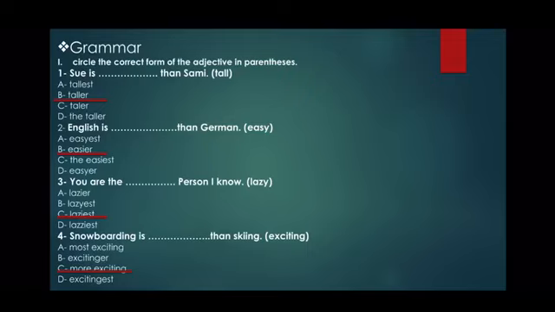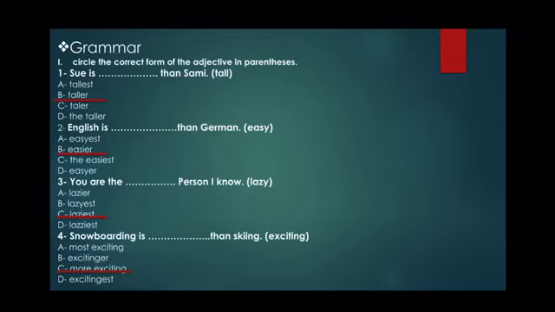In grammar, you're going to circle the correct form of the adjectives. You're going to have a question similar to that question, where you circle the adjective that is completely suitable for the sentence you have. So, Sue is than Sammy. Here I'm comparing between two people, Sue and Sammy. So, of course, I'm going to use the comparative. Why? Because I'm comparing between Sue and Sammy. This is the first. I'm going to use the comparative.